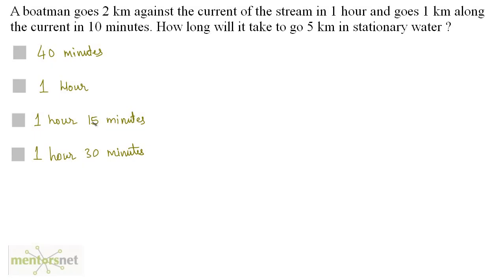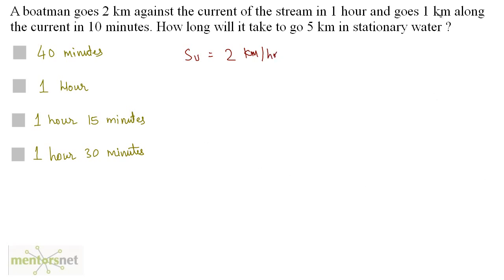A boatman goes 2 kilometers against the current of the stream in 1 hour and goes 1 kilometer along the current in 10 minutes. How long will it take to go 5 kilometers in stationary water? So he goes 2 kilometers against the current in 1 hour. So the upstream speed is equal to 2 kilometers by 1 hour. That's 2 kilometers per hour.